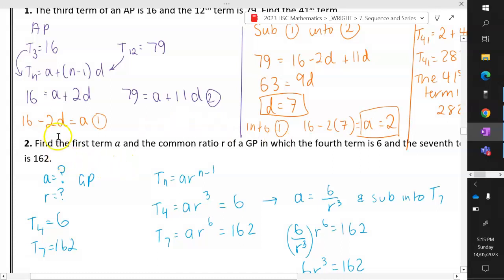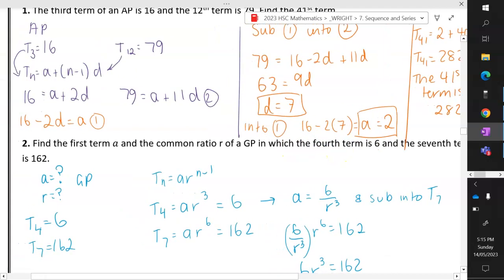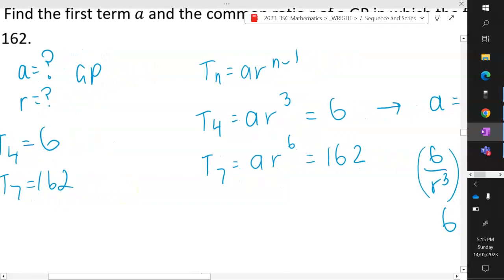Question 2 says, find the first term A and the common ratio R of a GP. So they've told us it's a GP. We don't need to test. In that GP, the 4th term is 6 and the 7th term is 162. So we want to find A and R. It's a GP. We know term 4 is 6 and term 7 is 162. I like to write it out like this because if you write it in a maths language, it's a lot easier to convert that over into an equation.